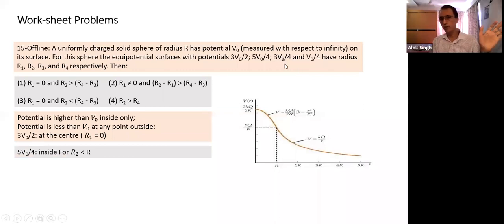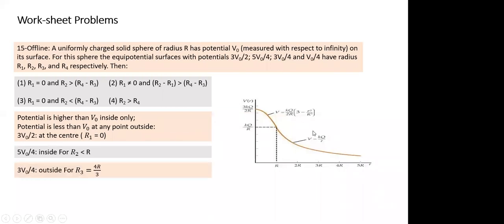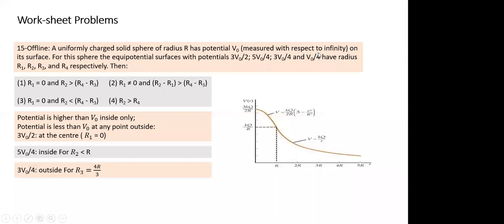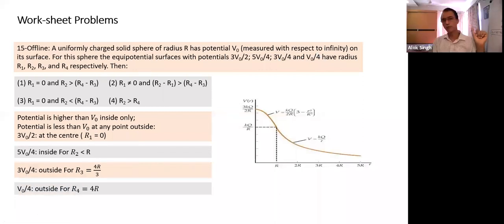How about the third point? It is 3 V naught by 4. It's less than V naught. Where would it happen? It will happen outside, greater than R. What point? R3 is 4 by 3 R, inverse of that, R3 is 4R by 3. And what will R4 be equal to? Potential is V naught by 4. At what distance does it become 1/4 of the potential of the surface? 4R. I get R4 is equal to 4R.